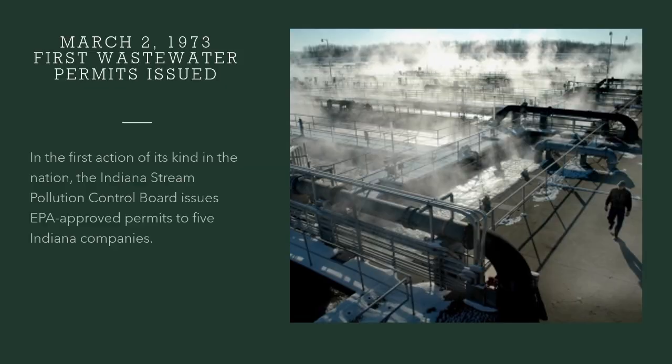In 1973, the first wastewater permits were issued under the Clean Water Act. Before this, there were no wastewater treatment facilities, and the waste streams from households and industries were going straight into the rivers and the streams throughout the United States without going through a wastewater treatment facility.